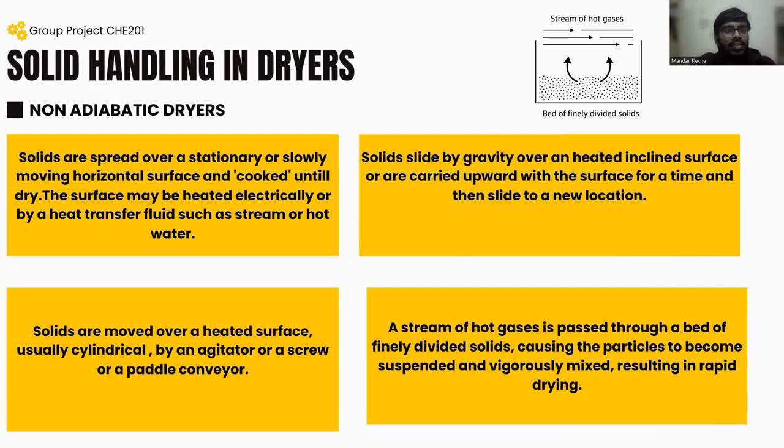Moving on to the next slide, that is solid handling in non-adiabatic dryers, here also we have four types. The first one says that solids are spread over a stationary or slowly moving horizontal surface and cooked until dry. The surface may be heated electrically or by a heat transfer fluid such as steam or hot water. In the second, solids slide by gravity over a heated inclined surface, or are carried upward with the surface for a time and then slide to a new location. The third says that solids are moved over a heated surface, usually cylindrical, by an agitator, a screw, or a paddle conveyor. The fourth says that a stream of hot gases is passed through a bed of finely divided solid, causing the particles to become suspended and vigorously mixed, resulting in rapid drying. So this was solid handling in both adiabatic and non-adiabatic dryers.